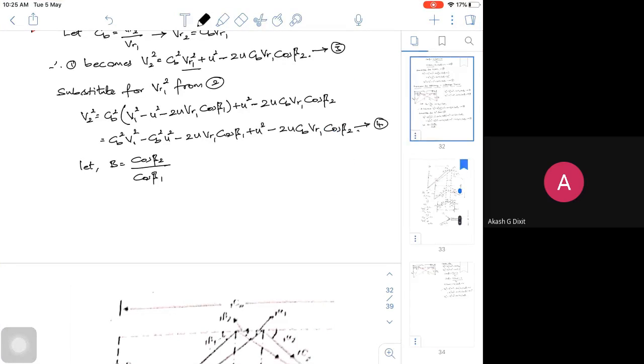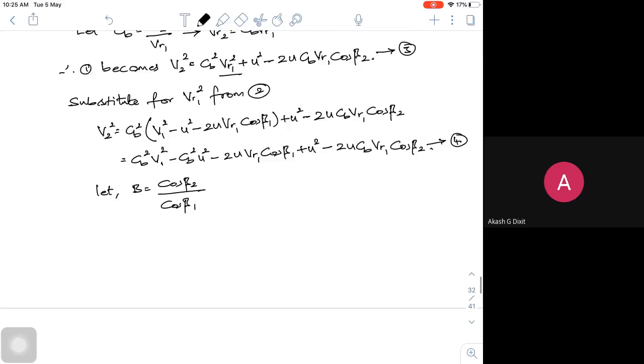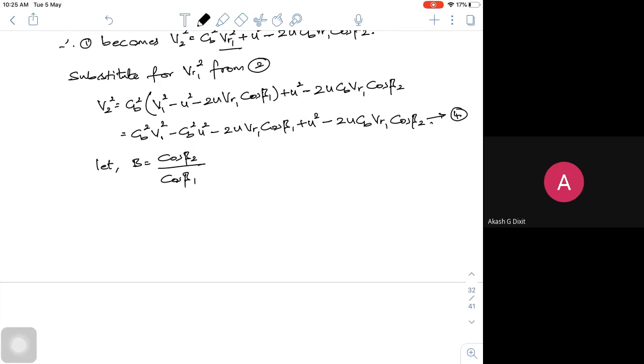V2 square is equal to CB square into V1 square plus, I have U square as outside, that is this one and this one, U square as outside, so I can write 1 minus CB square, plus 2 into U. So I have 2U into, if I take that outside, VR1 into cos beta 1.